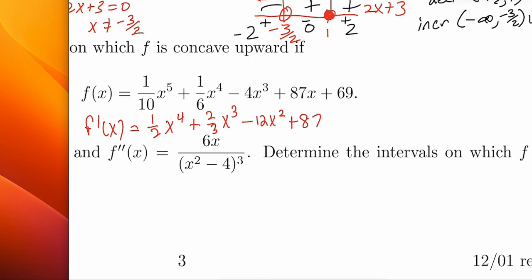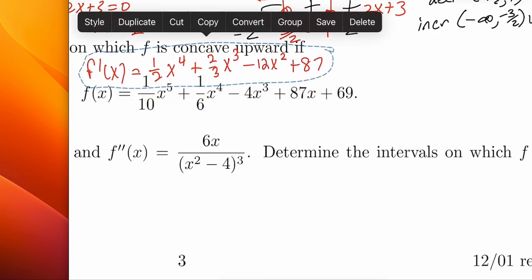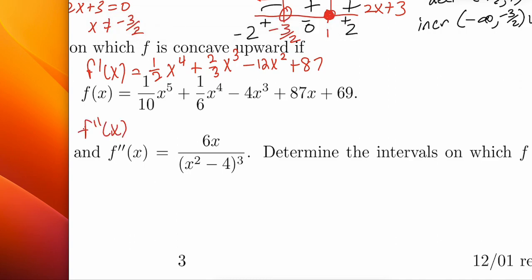The first derivative doesn't give us any information about concavity. So we're going to have to do it again. So there's our first derivative. Now let's take our second derivative. So we're going to use the same tactic because all of these are individual power rules. So 4 times 1/2 is 2. That would become an x cubed. 2/3 times 3 is 2. That's going to become an x squared. 12 times 2 is 24. That's going to become an x. The derivative of a constant 87 is nothing.